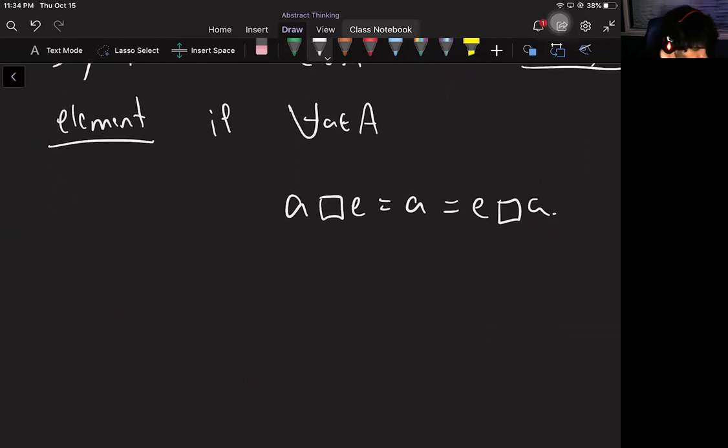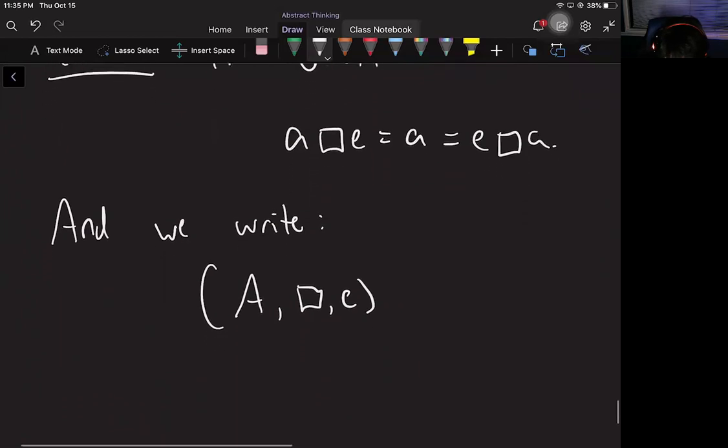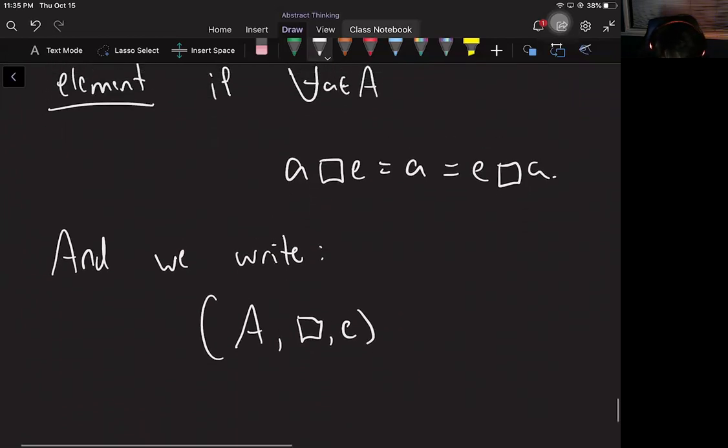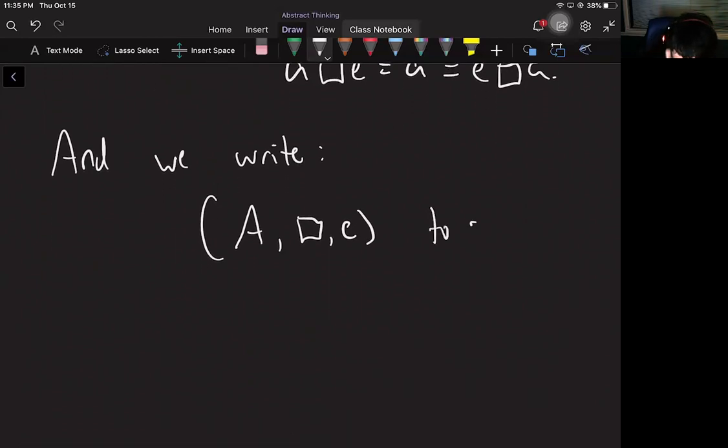So what about notation? When you have all this stuff, to summarize, you write the set, the operation, and the identity. What this means is that I have a set with an operation with an identity element for that operation. So this summarizes the information that you're working with.